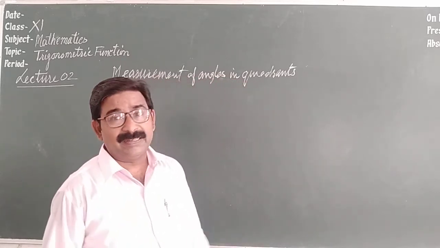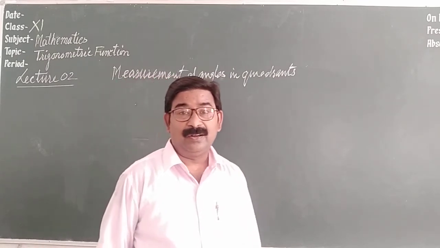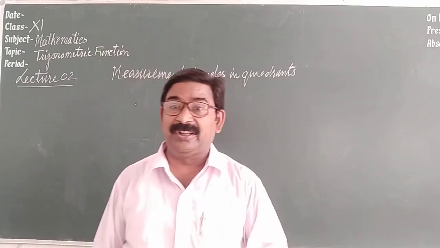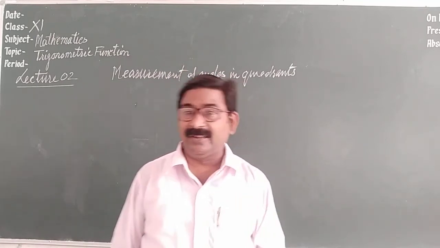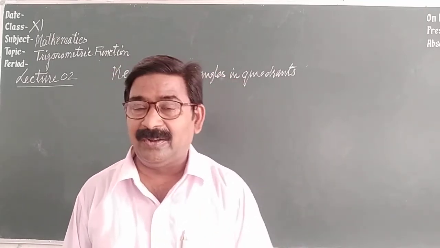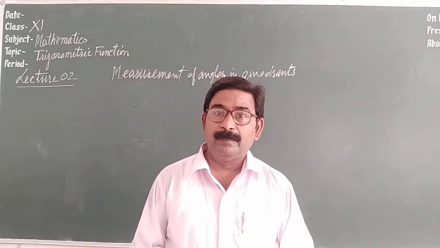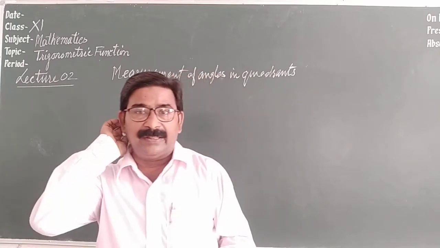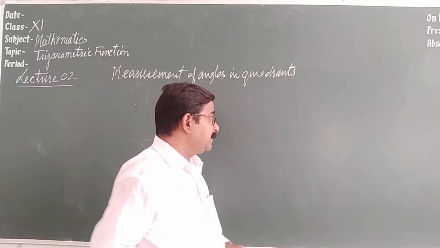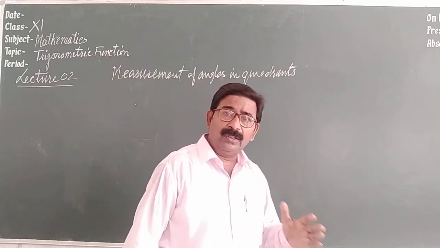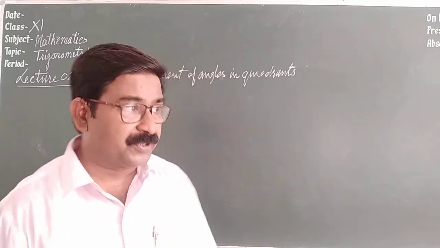But is it necessary that the angle is exactly 30 degree, or exactly 60 degree, or exactly 45 degree? It may be 50 degree also, it may be 5 degree also, it may be 35 degree also. Means it may be anywhere in the quadrants. And I think you observe that all the values were positive.